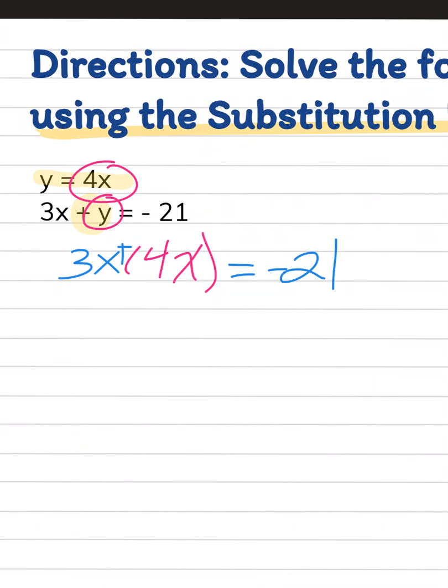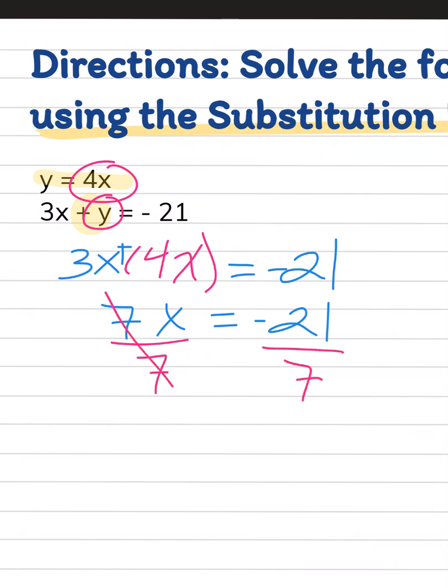So what is 3x plus 4x? 7x is equal to negative 21. Questions? Yes. How do I get rid of the 7 in front of the x? Divide. Good. What you do to one side, you do to the other. Cool. What is x equal to? Negative 3.